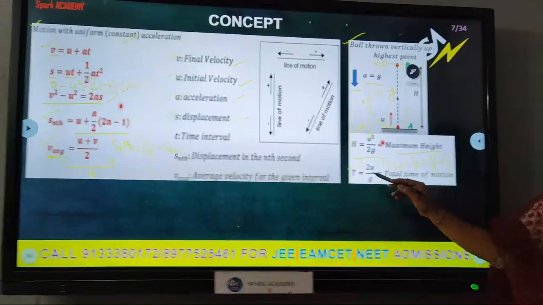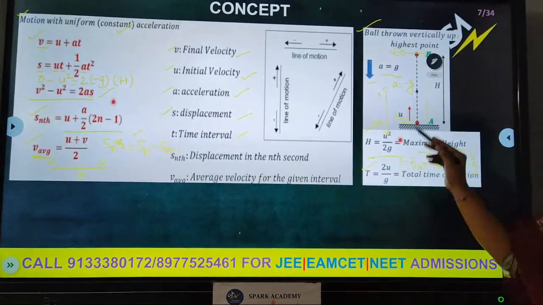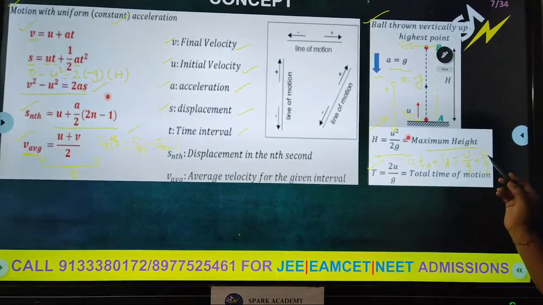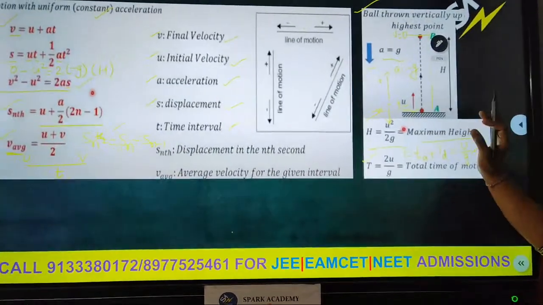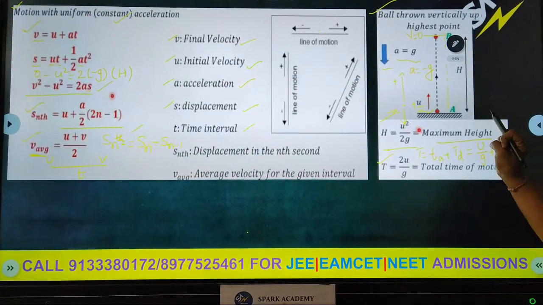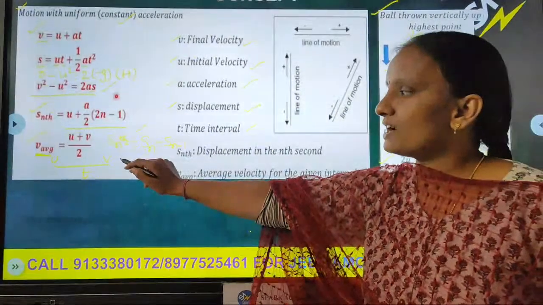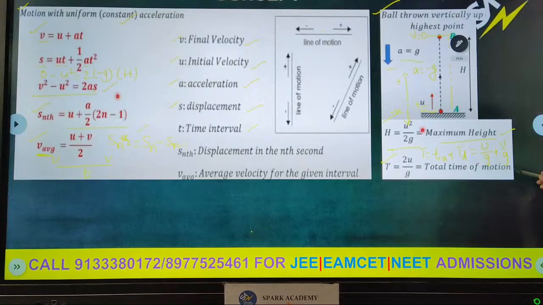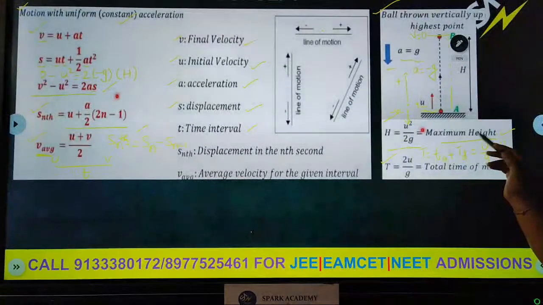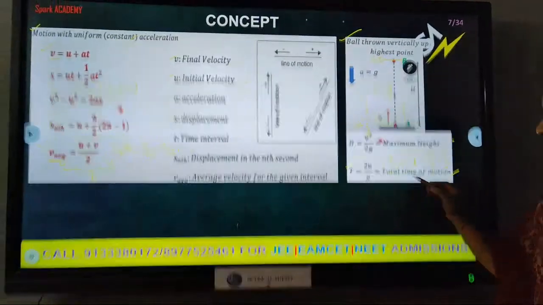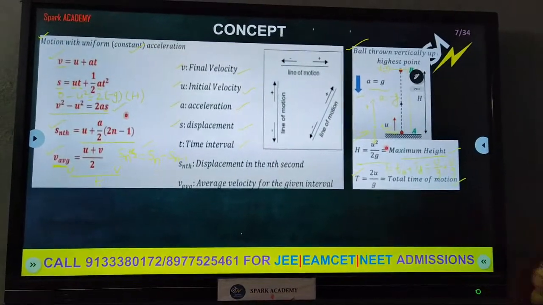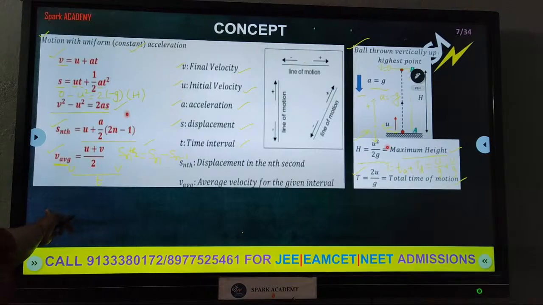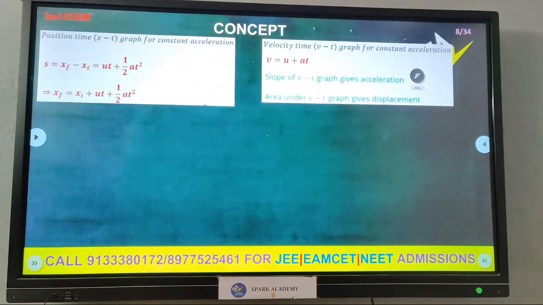So the total time taken for a vertically thrown up object is 2u by g. This is the situation: how to apply the sign convention with these standard equations of motion. So the required quantity we can find easily. They are asking maximum height for this case, total time of the motion. Okay.